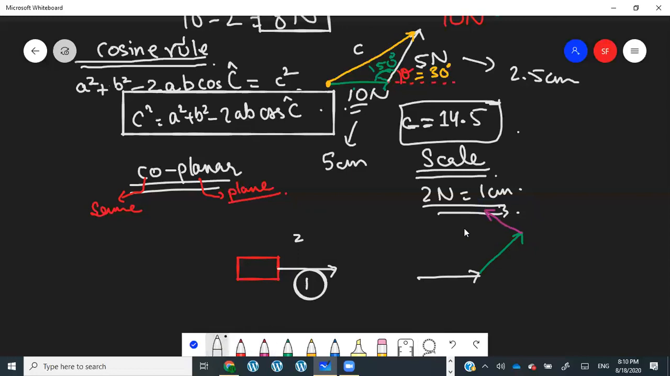To draw out the resultant, just do the same thing. You start out from the tail of the first vector, go on to the head of the last vector, and you join them. This is your resultant. And if you want to calculate the value of this resultant, well, usually the examiner doesn't ask you to calculate the value.